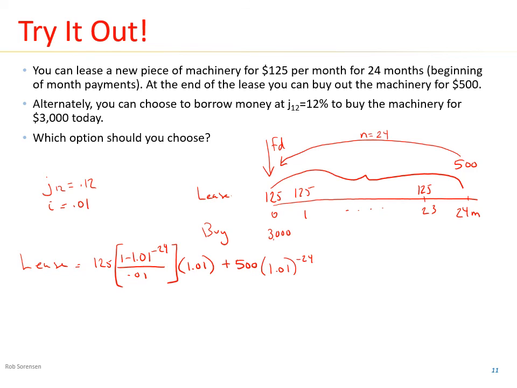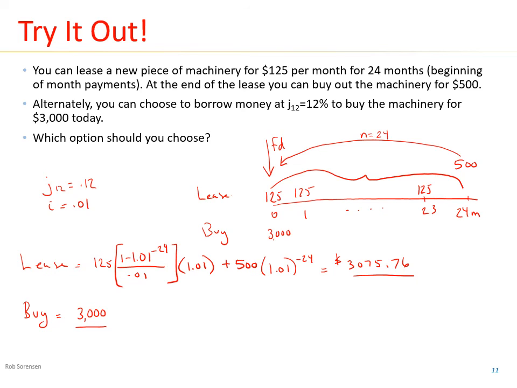And if we work that out, we can get a present value here of $3,075.76. That's the present value of the lease option with everything calculated and included in. What about the present value of the buy option? Well, we said it was $3,000 today. What's that worth today? Well, just $3,000. We're done with that one.